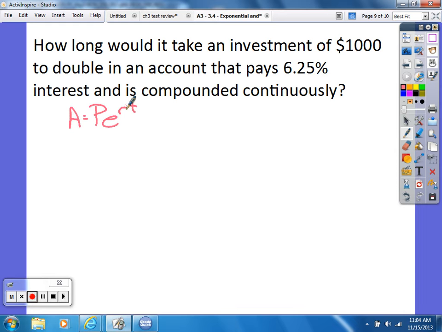A is the ending amount, right? What's my ending amount that I want? I want 2,000. What's my starting amount? What am I going to fill in for E? Yeah, good. Just the letter E. Don't be looking for something for E. E is E. What's the rate? What R do I put in? 0.0625 T. Right? Sorry, Justin. Like I said yesterday, sometimes we have to use the letter T because T means time. Go ahead and solve that problem from there.